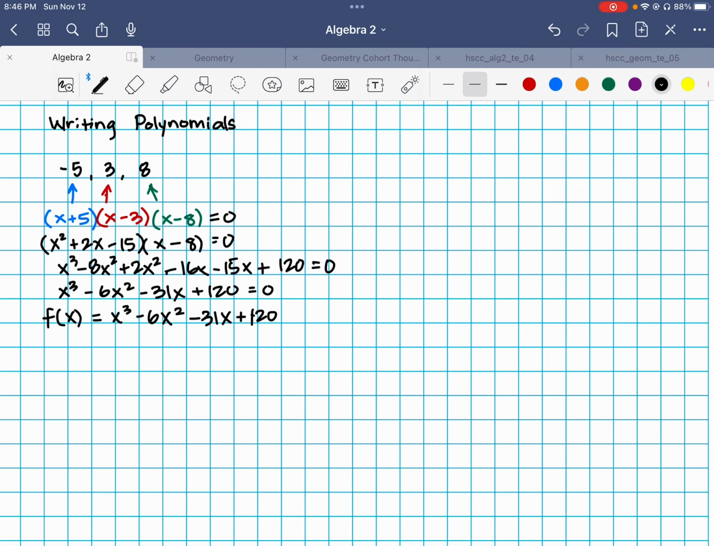Just pay attention to what it's asking for. Is it asking for the equation where the solutions are as follows? That's going to be the equation right there. Or is it asking for the function that has those zeros or those roots or those x-intercepts?